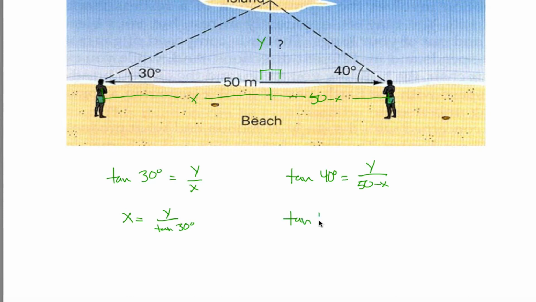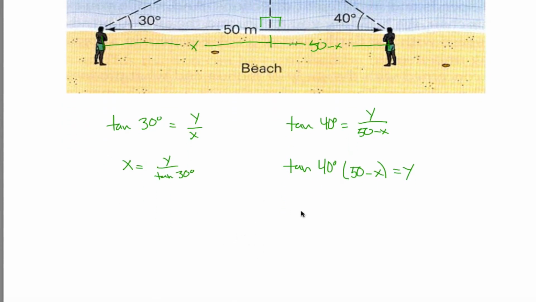So I think when I demonstrated this problem in class, or a similar problem anyways, I first multiplied both sides by 50 minus x, and then substituted in. I said that the tangent of 40 degrees times 50 minus, and then instead of writing x, I know that x equals y over tangent of 30. So I can put that here, equal to y. So I just substituted in. Instead of x, I wrote what x is equal to from over here. And now I want to solve for y.